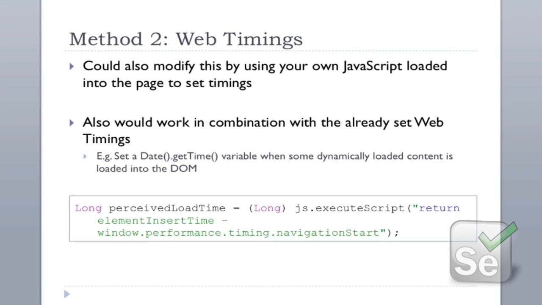So in that case, you might say, okay, set a JavaScript variable containing the timestamp of when my element appeared on the page, and then use that in conjunction with the web timings API. So in this case, as you can see, the simple example is my JavaScript variable. Just subtract the navigation start, and you've got your perceived load time. So it's a nice thing you can do now with the built-in support of the JavaScript.